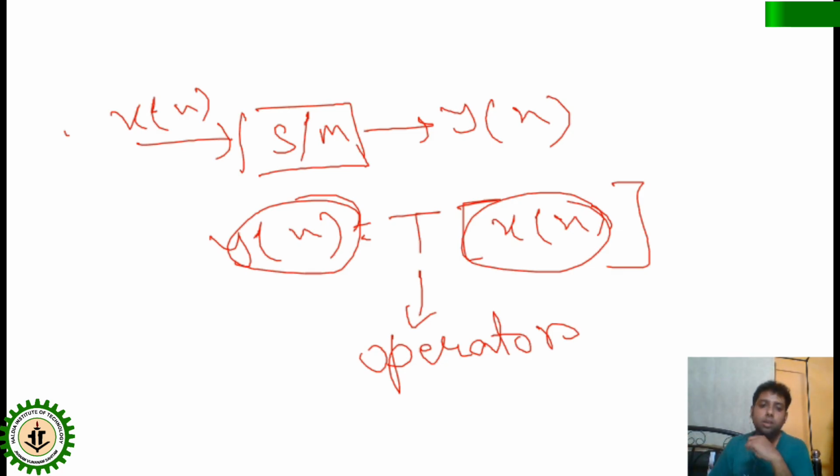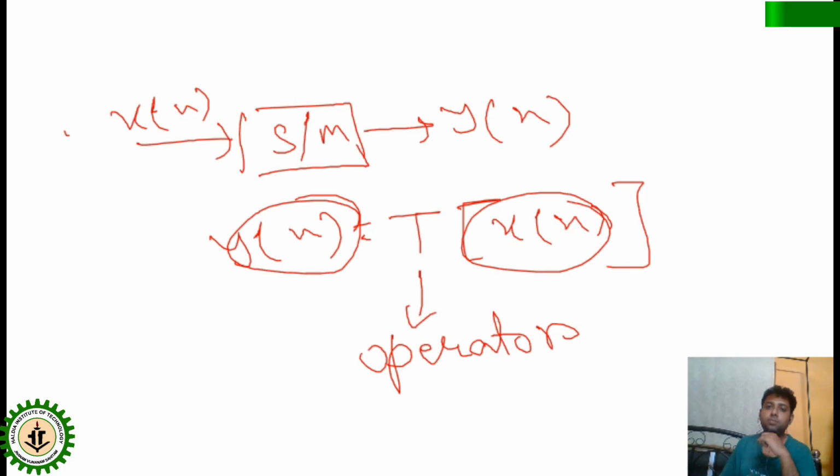Now there are different types of systems: linear system, non-linear system, time variant system, time invariant system, causal system, and non-causal system. A linear system is one which obeys the principle of superposition as well as the principle of homogeneity. A non-linear system is one which does not follow this.